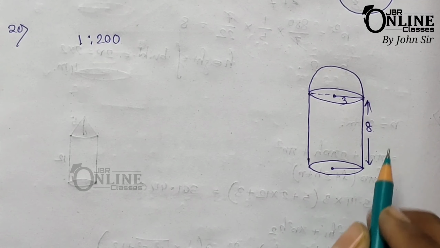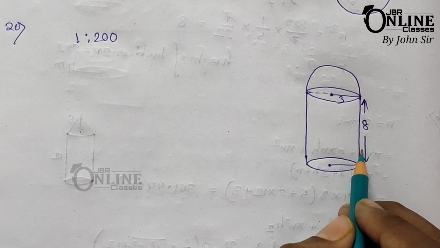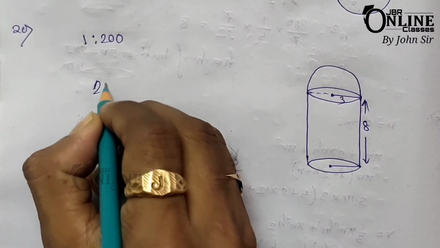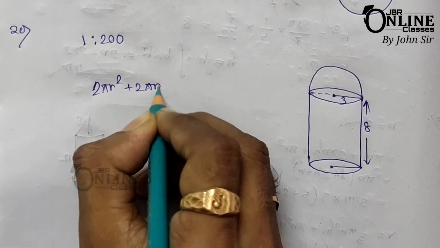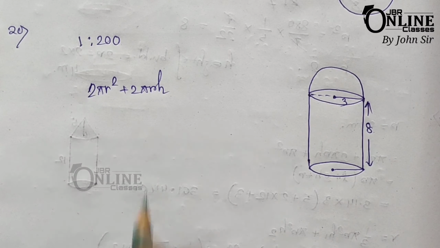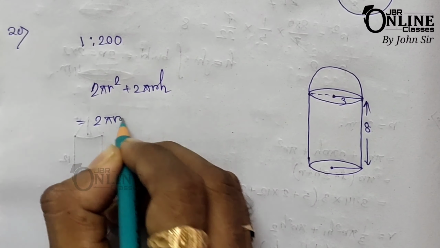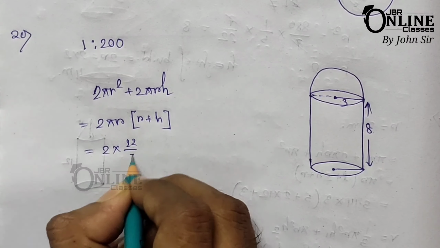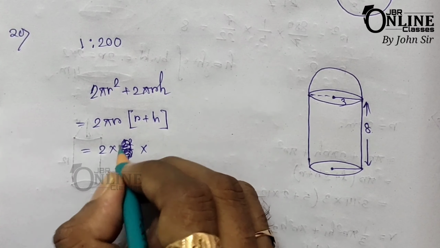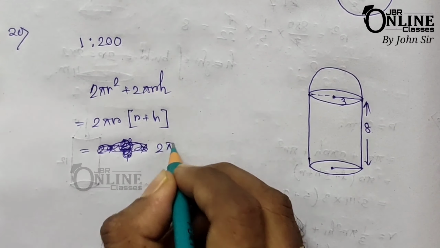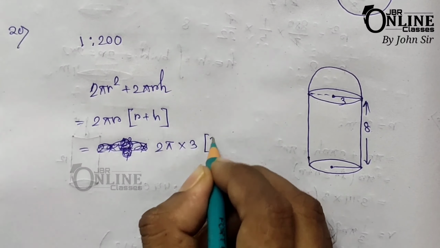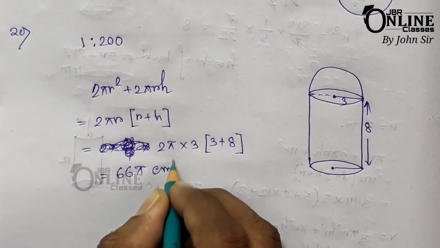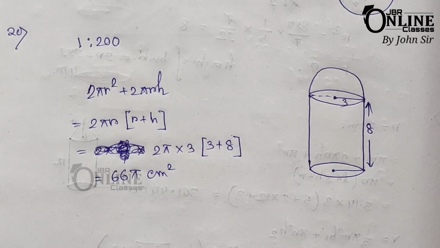So first here the height of the cylindrical portion equals 8, it's given, and radius equal to 3 centimeter. So the total surface area formula will be 2 pi r square plus 2 pi r h. So 2 pi r will be common, so it becomes r plus h. So finally 2 into, sorry, it's pi, as the given answer will be in pi. So write down 2 pi, then r equal to 3, and then 3 plus 8. So that means 66 pi centimeter square. Okay, 66 pi in centimeter square.